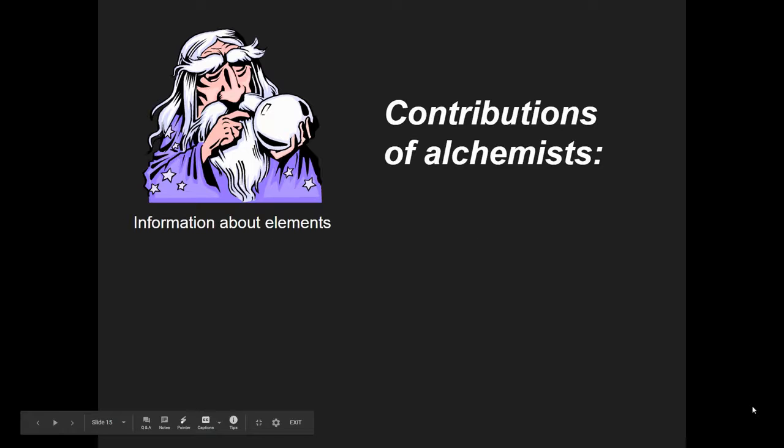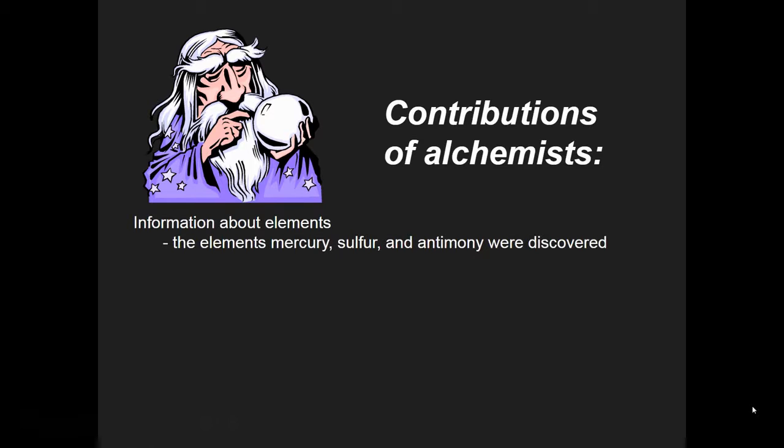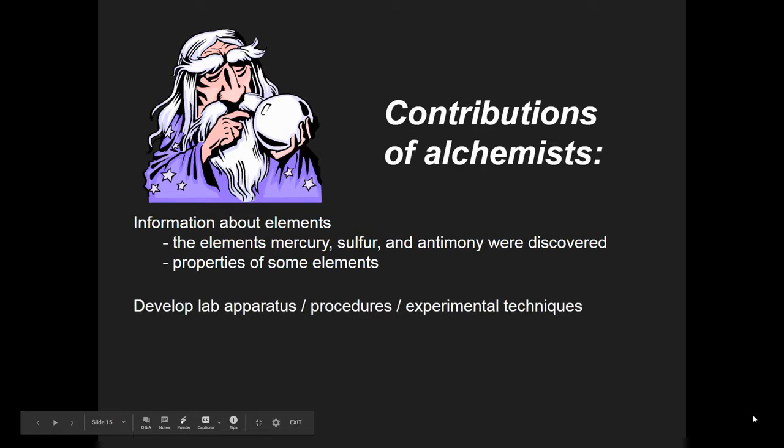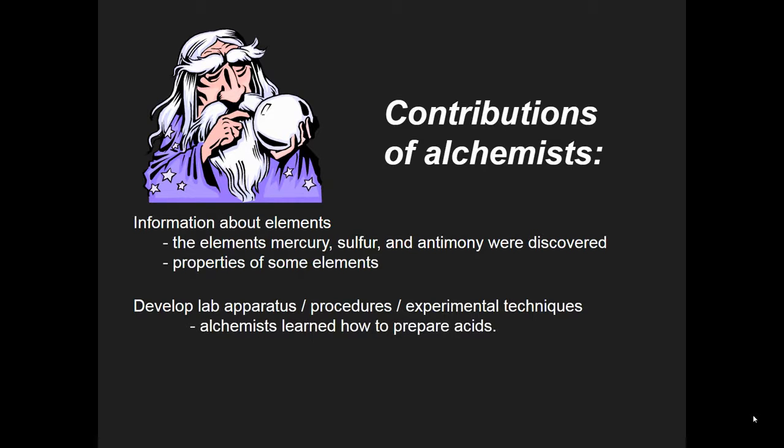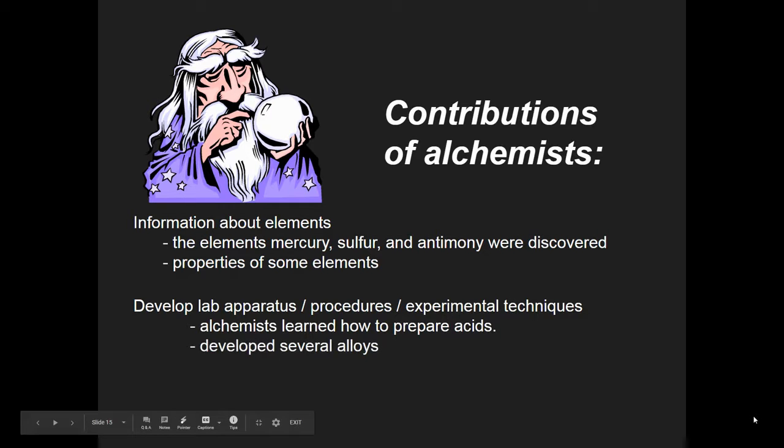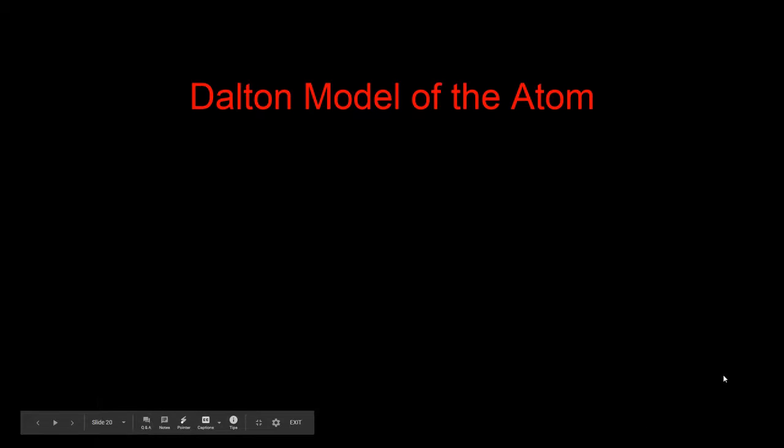They found out information about certain elements. Certain elements were discovered during this time period, along with some of the properties of the elements. They developed different lab materials like test tubes and beakers and so forth, some procedures that would be carried on throughout history, and some techniques. They learned how to make acids and bases, and developed several different alloys of metals that were stronger. New glassware.